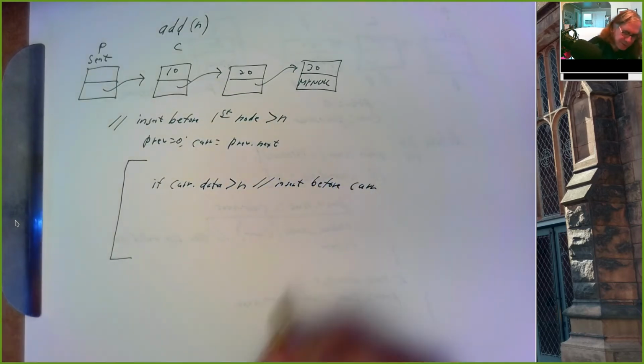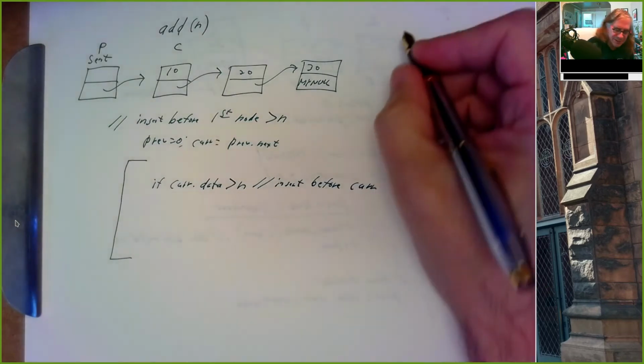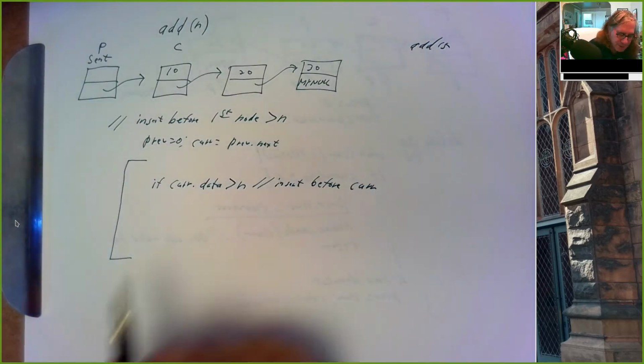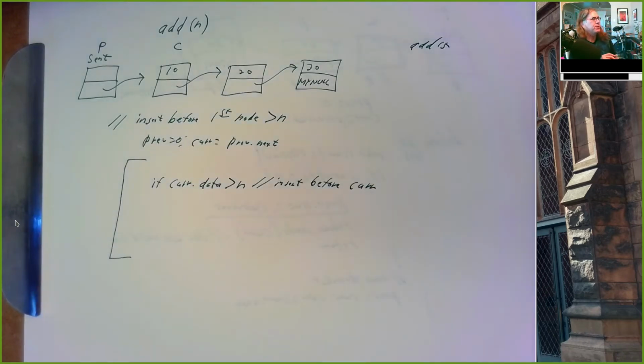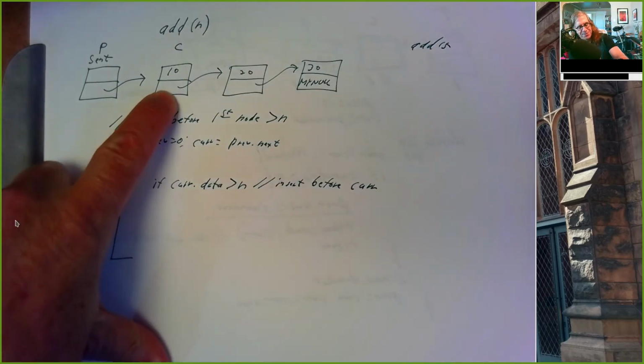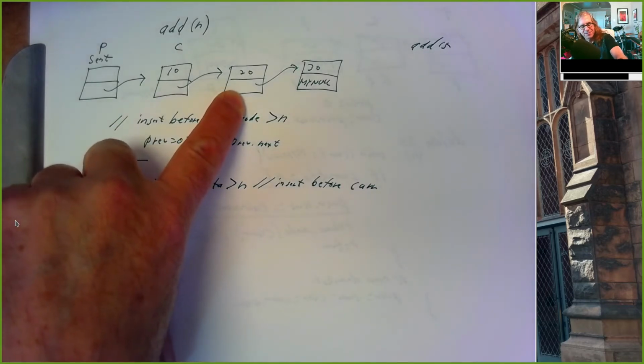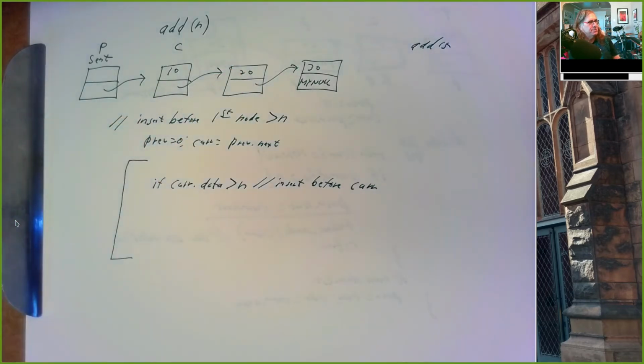before current. So let's say we're adding a 15. We're going to want to put it right here before the 20. So we'll start off, 10 is not bigger than 15. We'll move down, 20 is bigger than 15. Insert right before that.